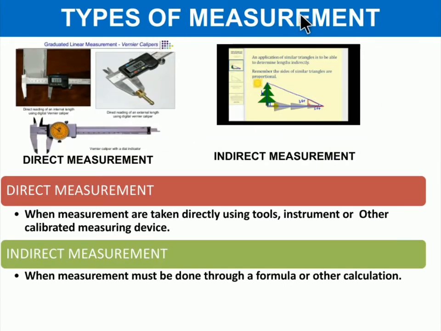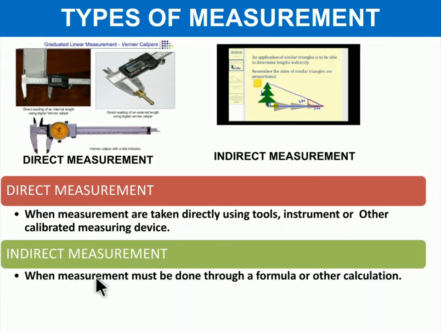Types of measurement. There are two types of measurement: direct measurement and indirect measurement. When measurements are taken directly using tools, instrument or other calibrated measuring devices, then the measurements are called direct measurement. For example, measurement of length of table by meter scale. Also from figure, we can see that vernier caliper is used for measurement.